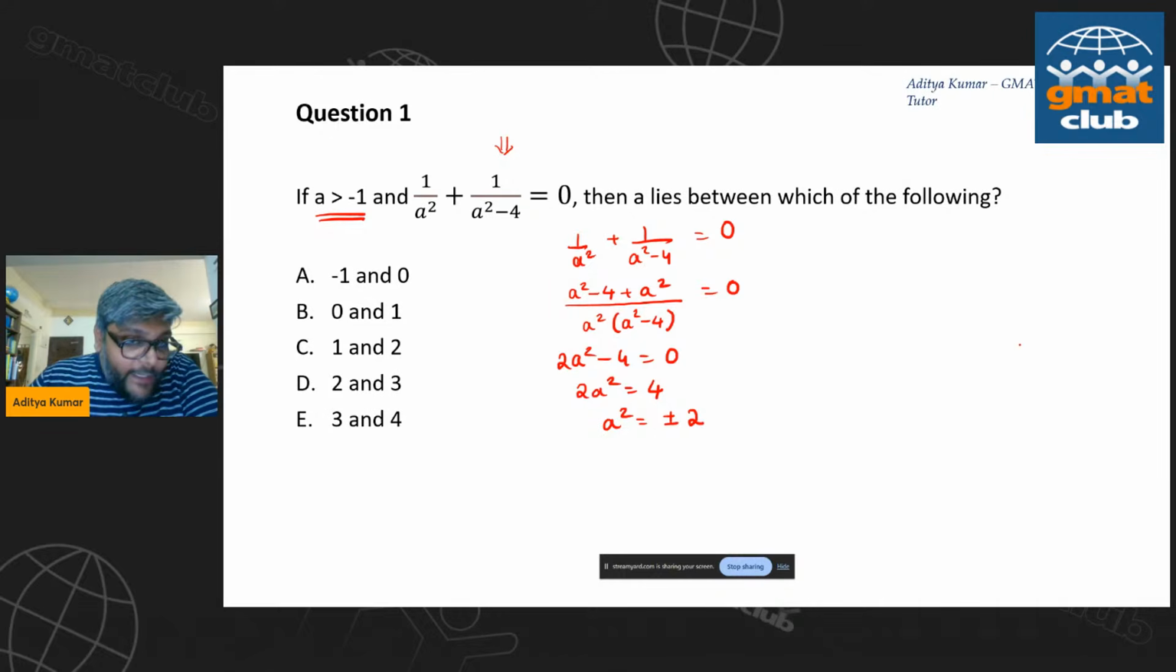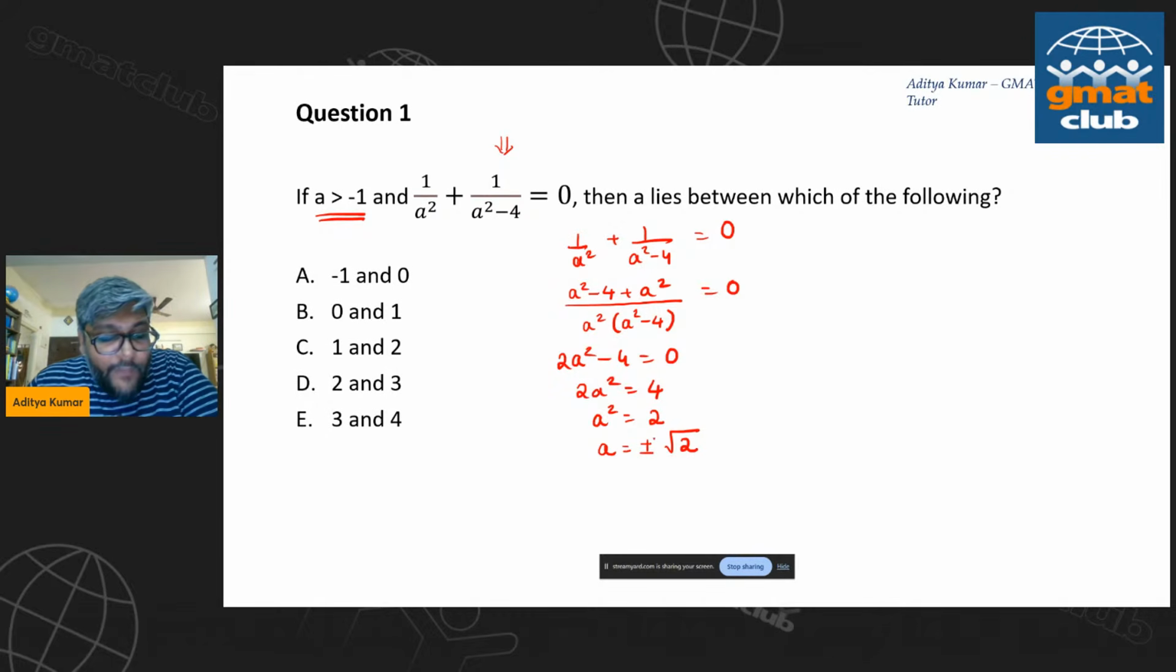For those of you who were not getting the answer, this would have been your mistake. You wouldn't have put the plus and minus possibility. Let me do it step by step. So 2a square is equal to 4. So a square is equal to 2. So at this point, you all would have written that a is equal to plus root 2 rather than considering both the plus and minus possibilities, right? So a is equal to plus or minus root 2 is what you would get at this point.